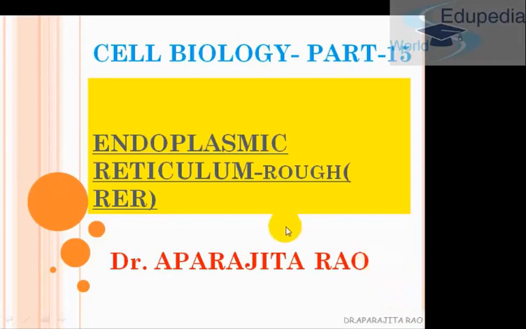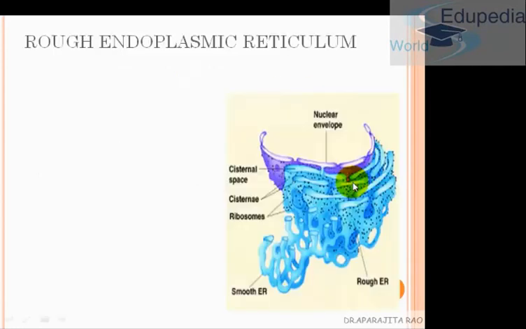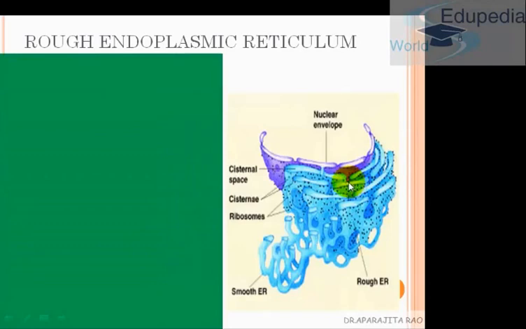The topic today is rough endoplasmic reticulum. The introduction has already been covered in the last video, so if you have any doubts, you can refer to the same. We have already studied that an endoplasmic reticulum has two broad classifications. First is smooth endoplasmic reticulum, and second is rough endoplasmic reticulum. So, starting with the RER, the topic of this lecture.